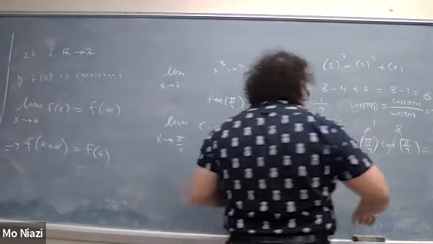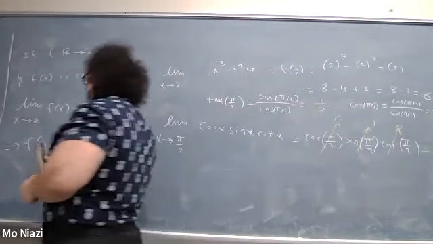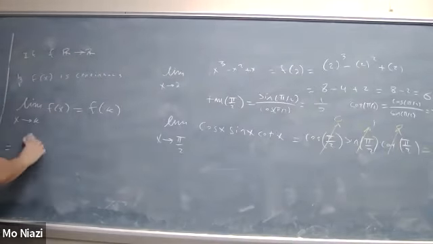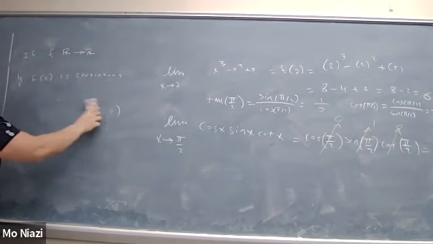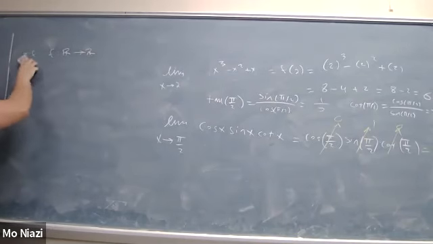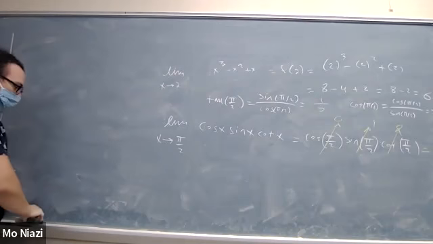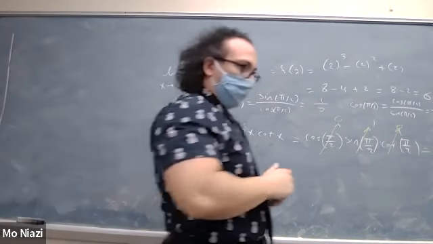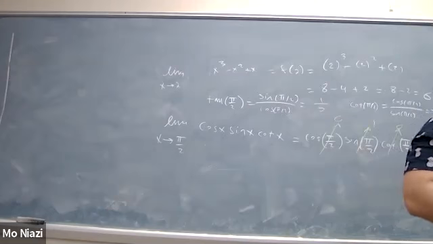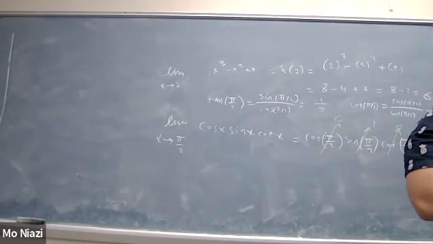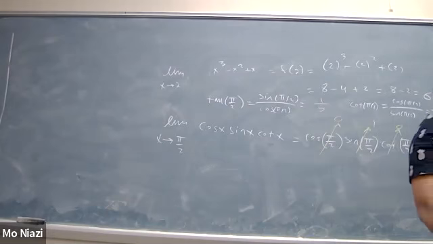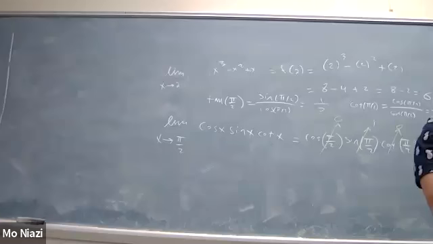So just know that if you know that your function is continuous and you want to know what the limit is, just plug the value of the limit into the function. This process is called direct substitution. You directly substitute the value of the limit that you're approaching into the function.